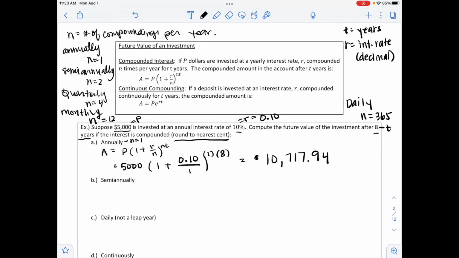So 10% interest rate is very far from what we have right now. But with this, we have $5,000 we're investing. 8 years later, we come back to the bank, and we now have $10,717.94. So big increase here.